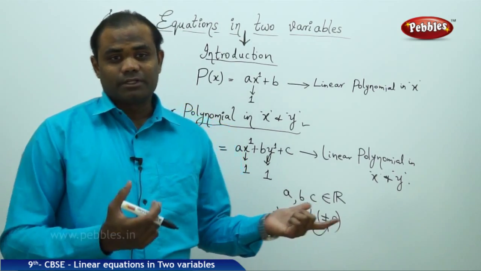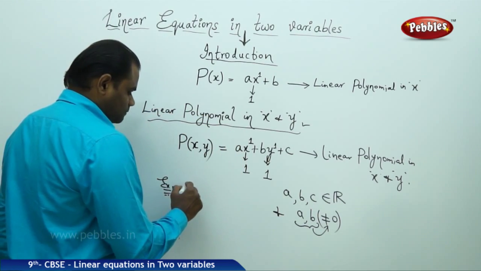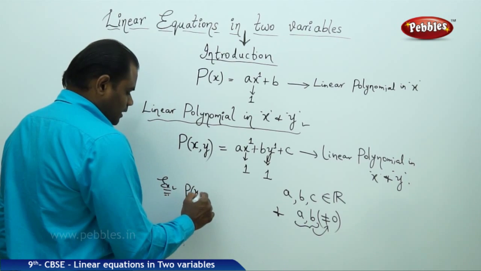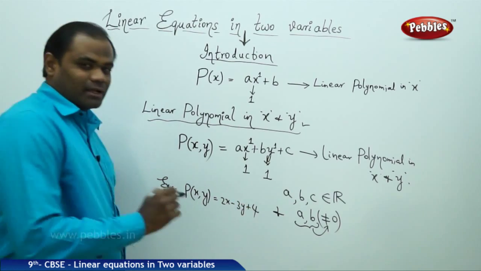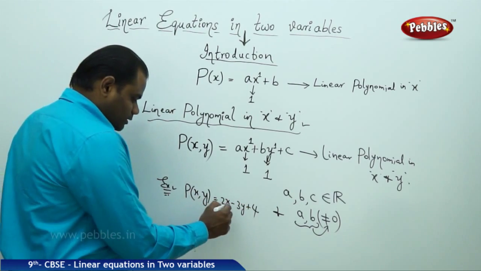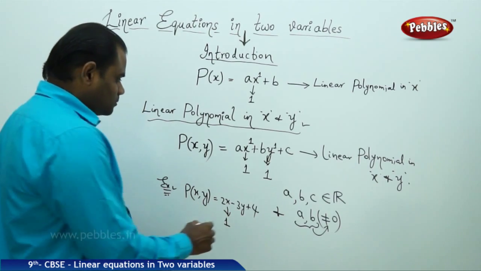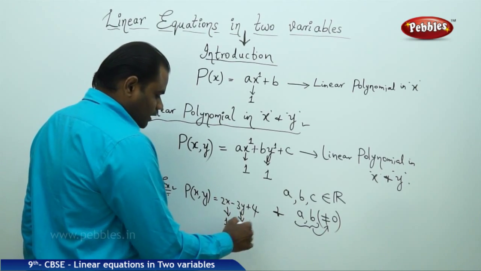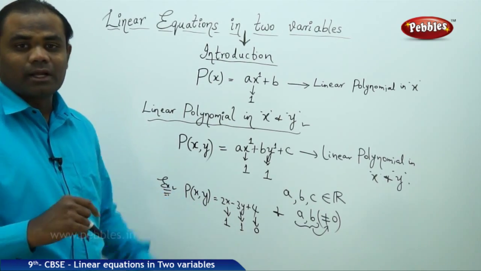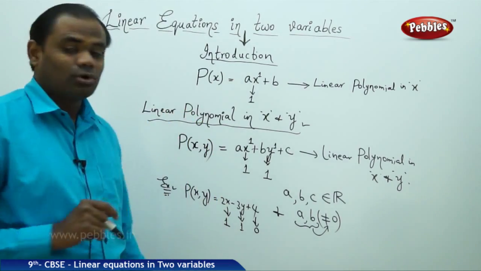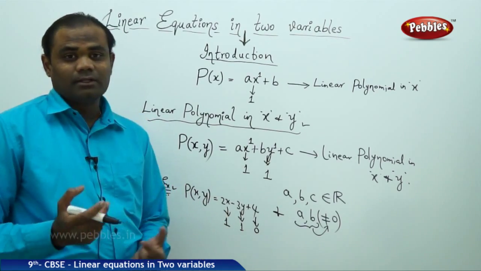Any example we can take for this would be, say for example, p of x, y is 2x minus 3y plus 4. Then this is clearly with the first term being degree 1, and the second term, its degree also being 1, and of course the constant having degree 0. The highest degree for x and y is 1, and therefore this is a linear polynomial in x and y. That is how we define the linear polynomial.